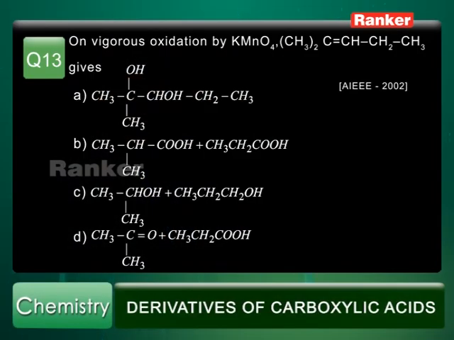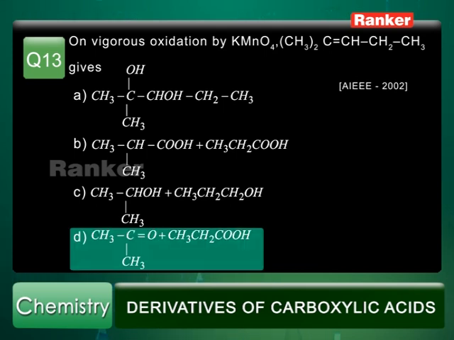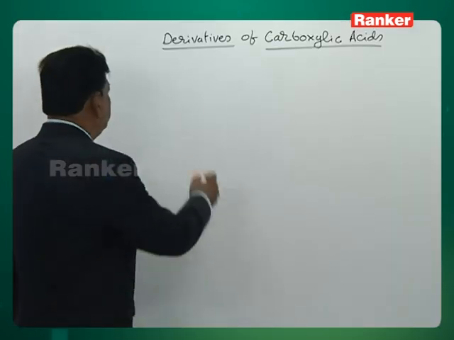So option A is a hydroxy, that is a glycol formation shown, that is the wrong answer. Option B is an acid and acid, two acids, wrong. Option C is an alcohol and alcohol, that's wrong. Option D is the ketone and acid, that is the right answer. So let's go to the 14th question.